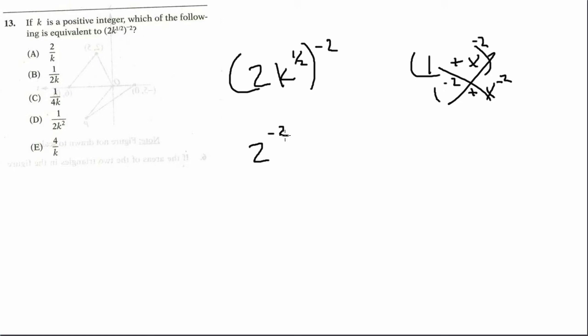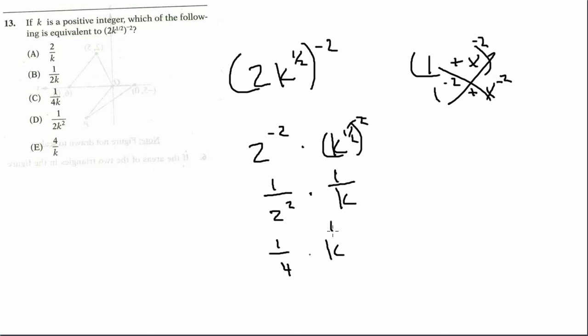So 2 to the minus 2 times (k to the 1/2) to the 2, which we can multiply. So here, minus 2 actually means 1 over 2 squared. Right? The minus 2 brings it down here. So we have 1 over 4 times k to the 1/2 times 2. You really just multiply these two, so you have k. 1/2 times 2 just makes 1. Oh, and we still have a minus here, so we have to do 1 over. So 1 over 4k.